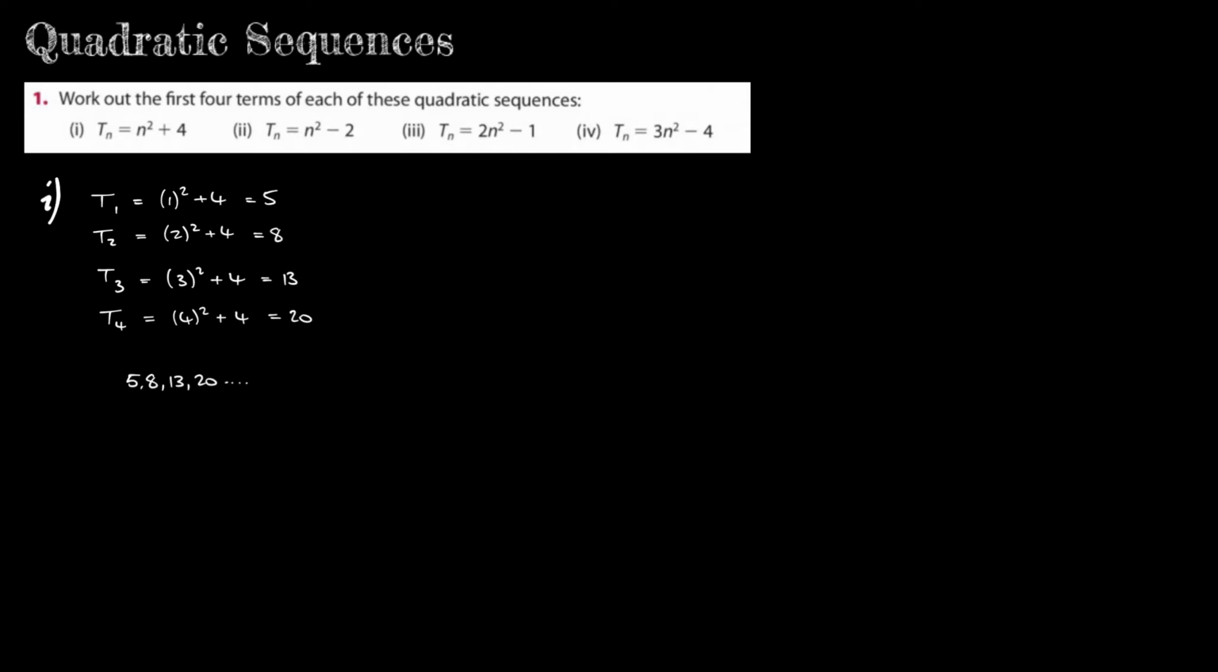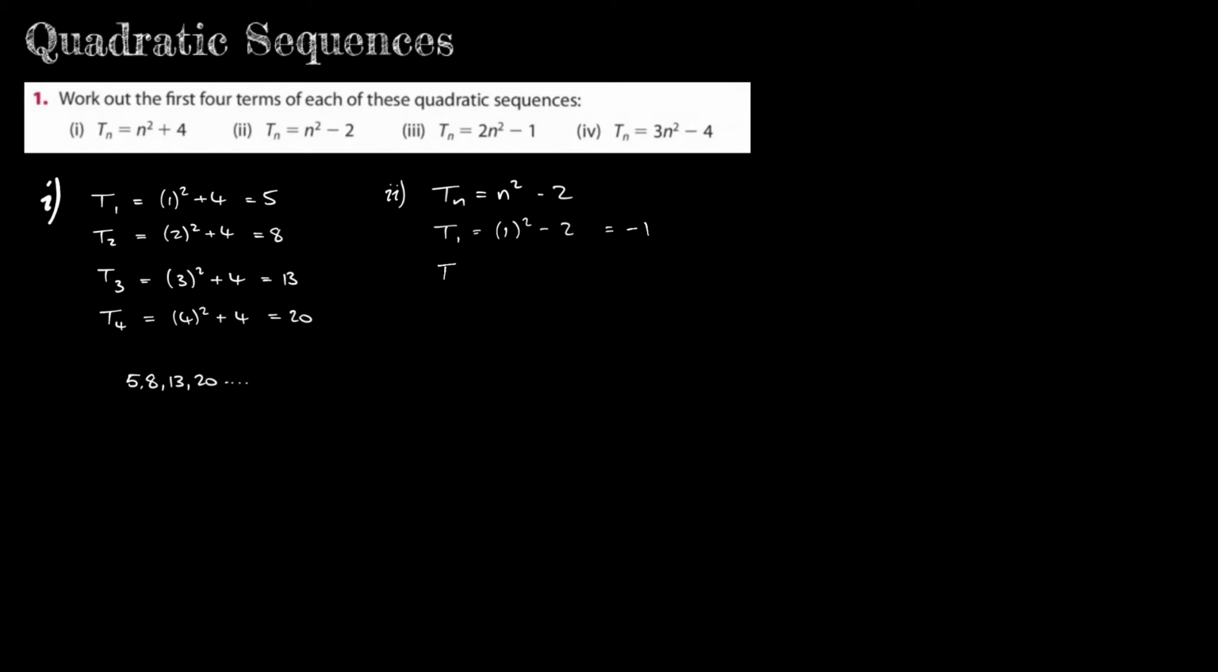Okay. Part 2. T of n is equal to n squared minus 2. So t of 1 will be equal to 1 squared minus 2. So if I take 1 and I square it, 1 times 1 is 1. 1 take away 2 leaves me with minus 1.